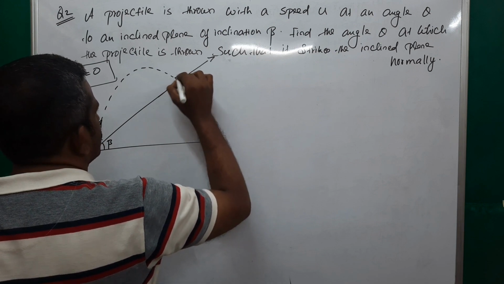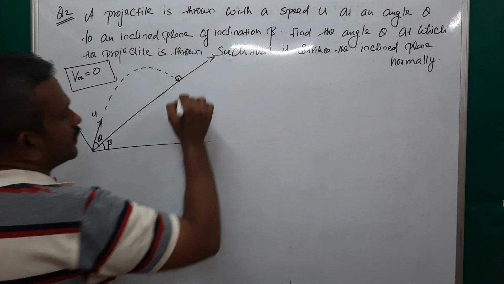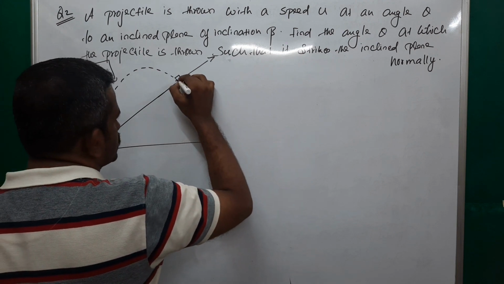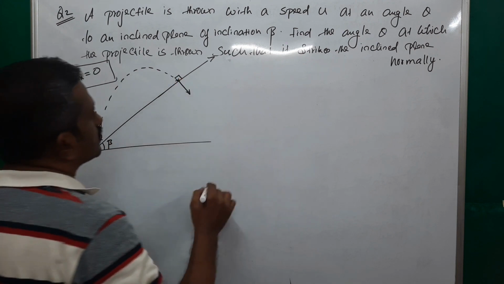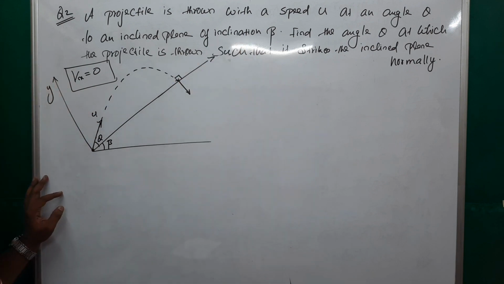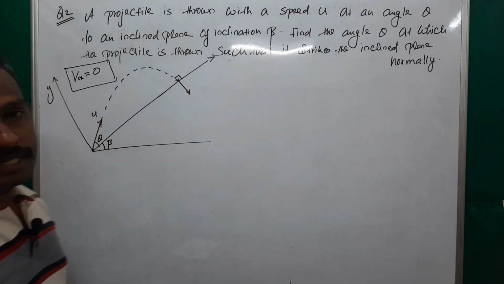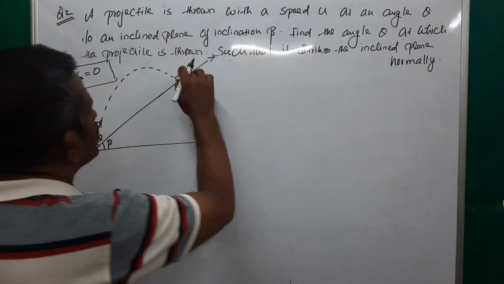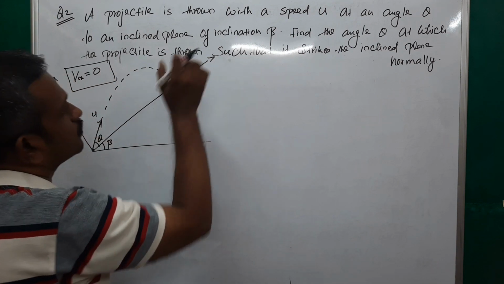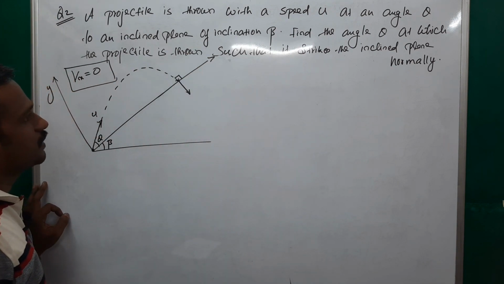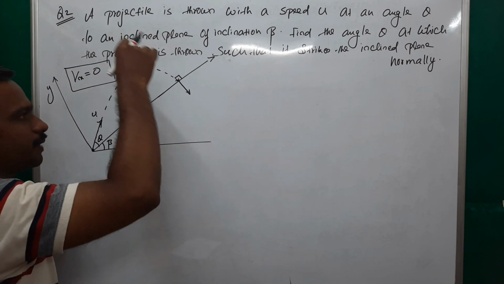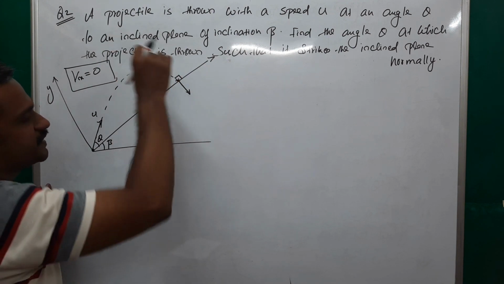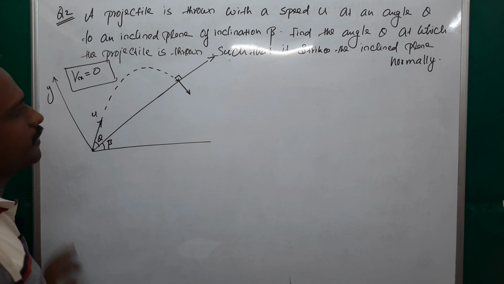This angle is 90 degrees. In this case, there should be only the vertical velocity, not the horizontal velocity. The horizontal component of velocity must be 0. Only then does the particle or the object hit the inclined plane normally.